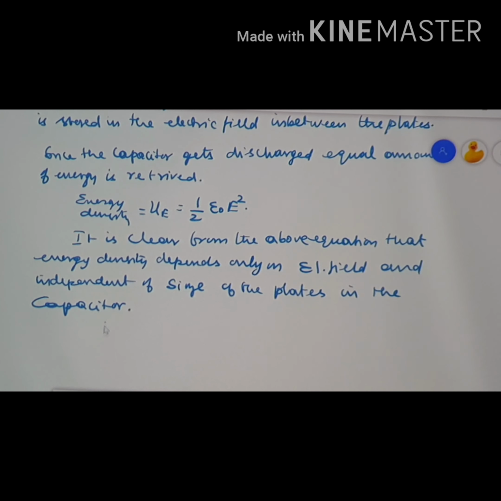Moreover, this equation is true for all types of capacitors. What is this equation? Epsilon of E, energy density, is equal to half into epsilon 0 into E square, and it is true for any type of charge configuration.